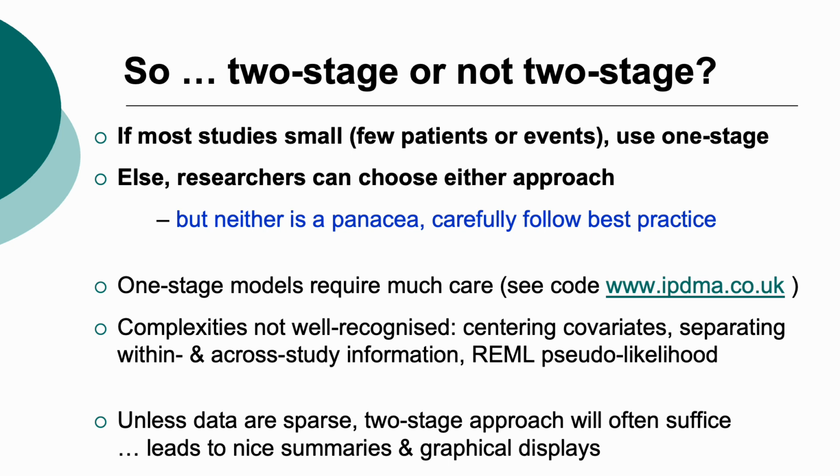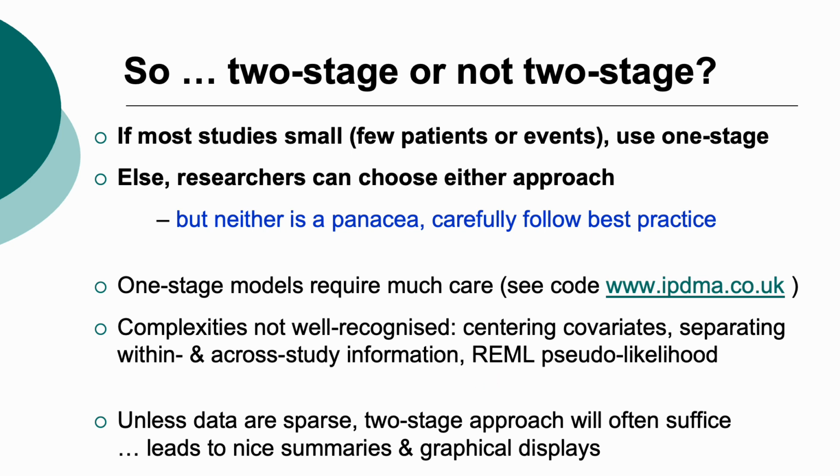I've given some available code at ipdma.co.uk to give you a starting point. One-stage models and the complexities are not well recognised. Like I said, centering covariates, separating out within and across study information, REML or pseudo-likelihood approach rather than ML approach. All these things need thinking about.